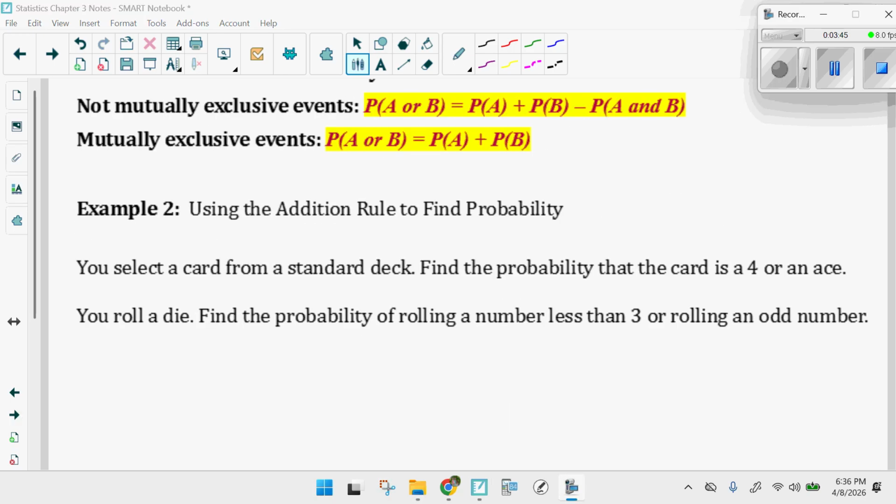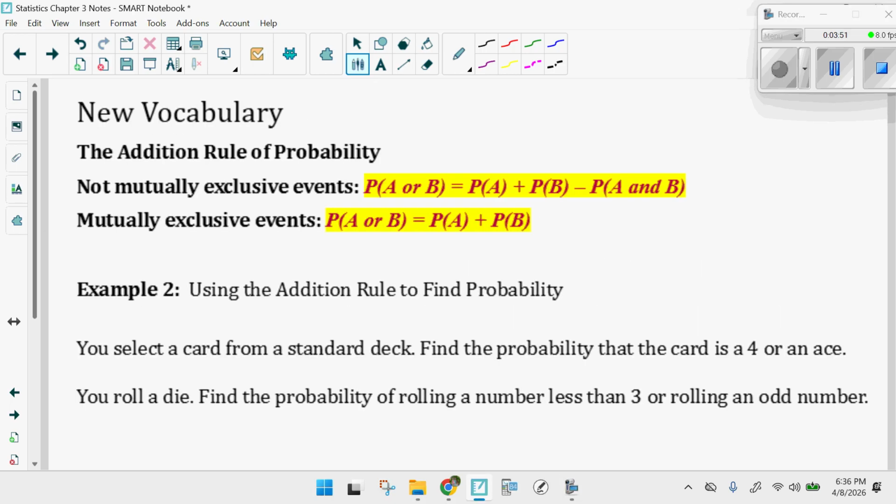To find the probability of events that are not mutually exclusive, the probability of A or B, we're going to add up the probability of A, probability of B, and then subtract out any of the overlap. So for example, if I was looking at a college and there were, let's say, 1,000 males at that college, and then there's also 500 nursing majors, if I was going to find the probability of selecting a male or a nursing major, I would subtract out the people that are both male and nursing majors, because I don't want to count them twice. If we have mutually exclusive events, we would simply just add the two probabilities together.